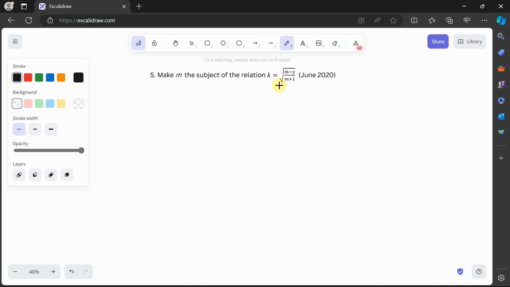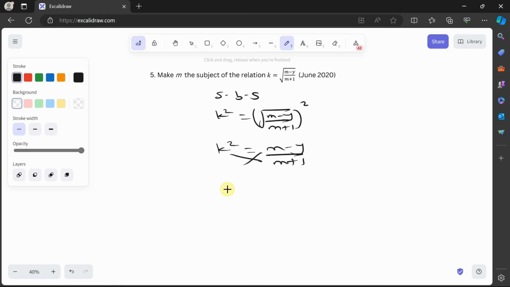So to take away the square root, we have to square both sides. If I square both sides, that will be k squared is equal to the square root of m minus y all over m plus 1, all squared. And that will be k squared is equal to m minus y all over m plus 1. If I cross multiply, that will be k squared open brackets m plus 1 is equal to m minus y. So just like the previous question, I have to open up these brackets. That will be k squared m plus k squared is equal to m minus y.